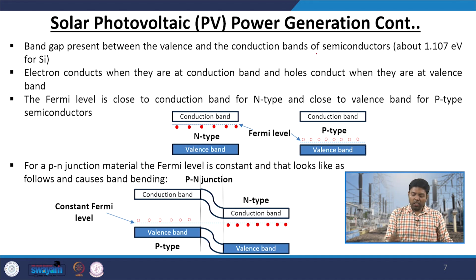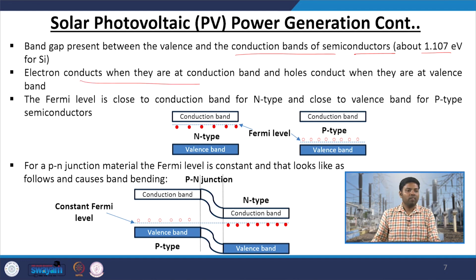So, with this architecture, with this N and P type, we make them a semiconducting device by reducing the gap between the valence band and the conduction band. We know for the conducting material this gap is very small, but for the insulating material it is so huge that your electrons cannot even go to the conduction band, and for semiconductor it is around 1.107 electron volt. So, only your electrons can conduct when they are at the conduction band and your holes can conduct when they are at the valence band.